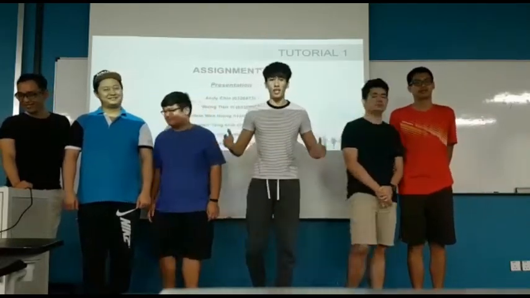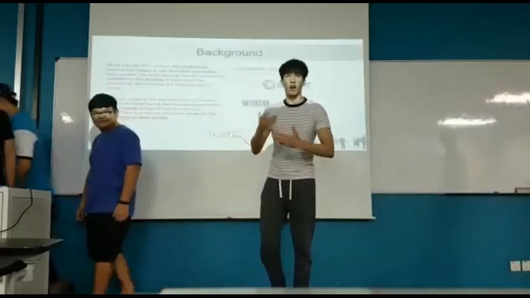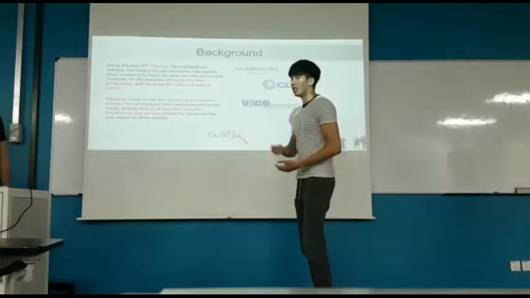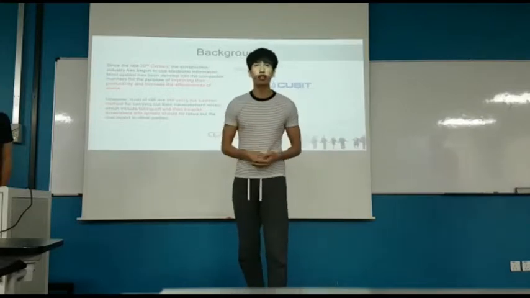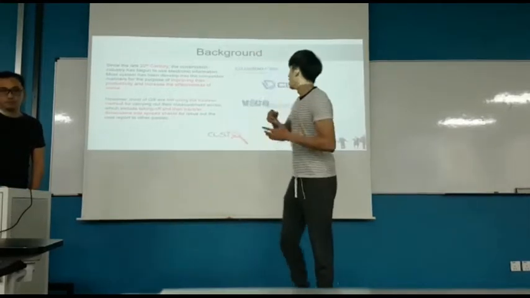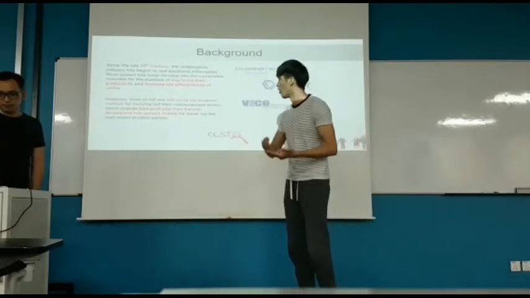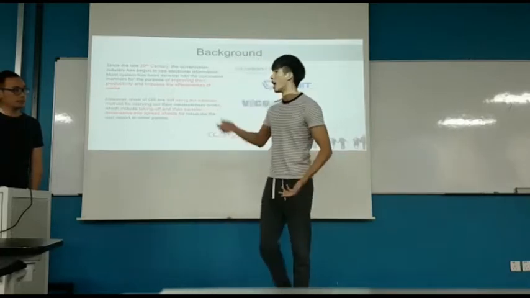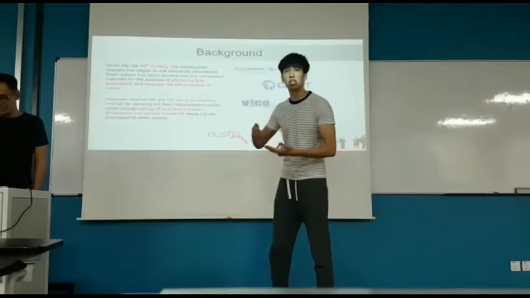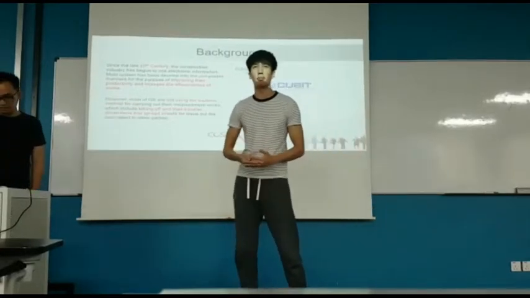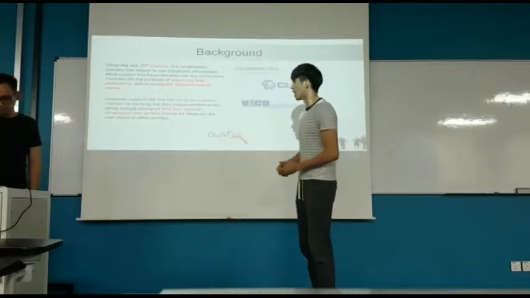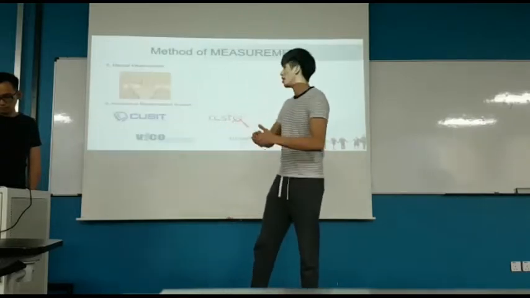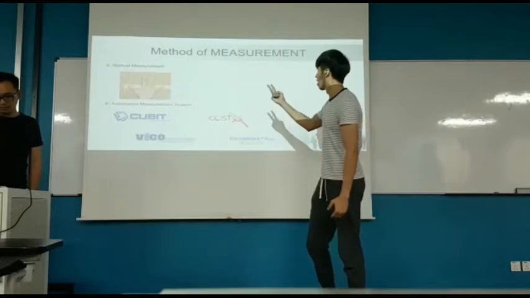So now I'm going to explain the background of the software. Since the 20th century, the construction industry has begun to use electronic information. Most systems have been developed in a compatible manner for the purpose of improving productivity and increasing the effectiveness of works. However, most QS are still using the traditional method for carrying out their measurement works, which includes taking off and then transferring the dimensions into the spreadsheet to issue the cost report to clients. So there are two methods of measurement.